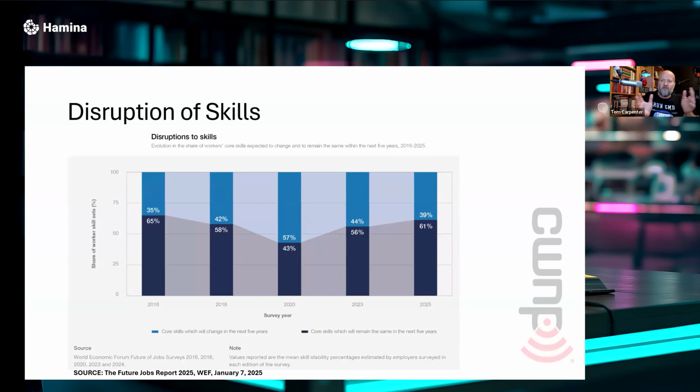It's disrupting the skills. Look at this chart. This is 2016, 2018, 2020, 2023, and 2025, the expected future disruption of skills. And yes, 2020 gave us a significant disruption outside of the norm. But if you take that, which we all know the obvious reason for that, out of the picture, you see that the disruption of skills is fairly consistent. And that's what we've actually seen over the last 30 years.